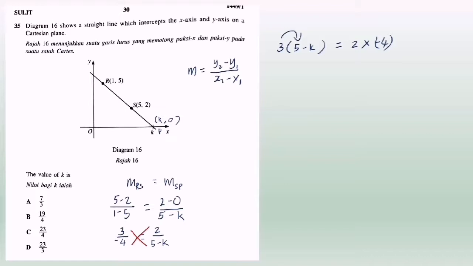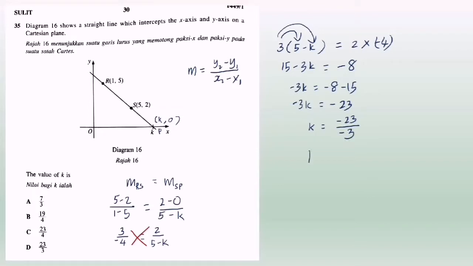Okay, so expand the bracket. 15 minus 3k equals negative 8. Okay, so negative 3k equals negative 8 minus 15. Negative 3k equals negative 23. k equals negative 23 divided by negative 3. So k equals 23 over 3. So the value is D.